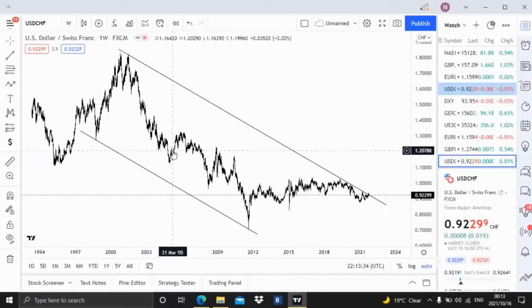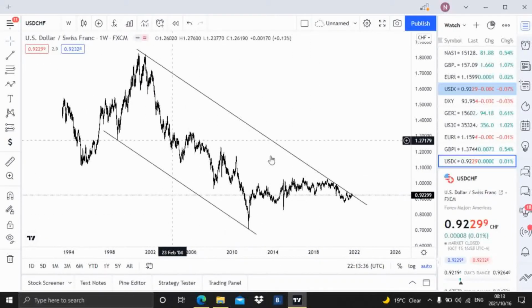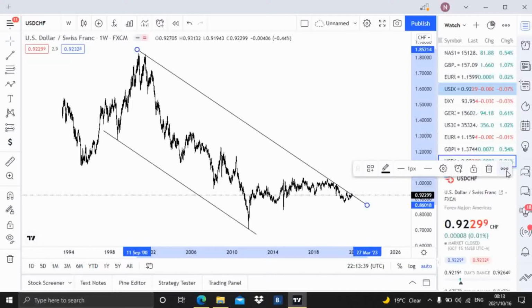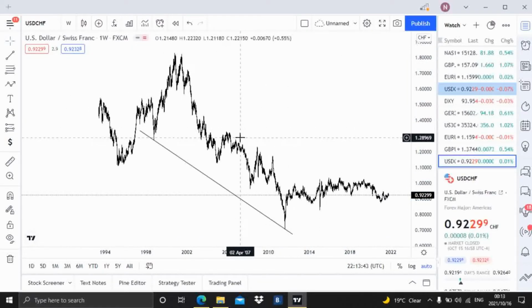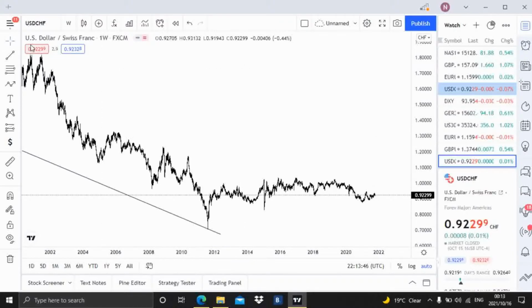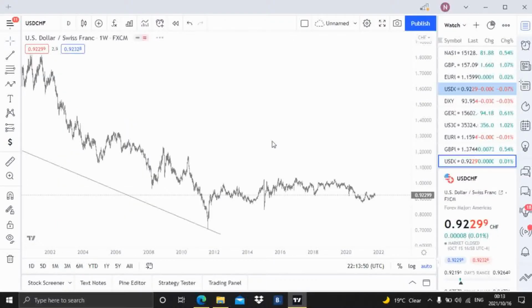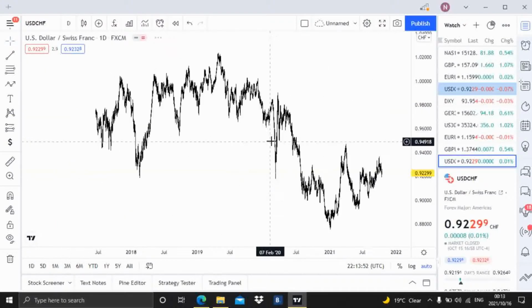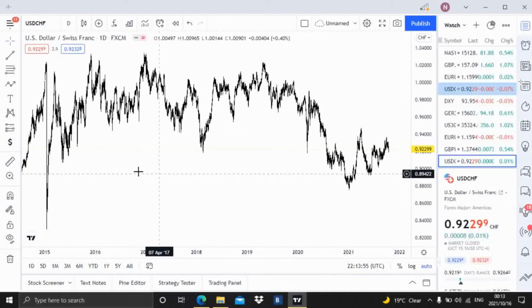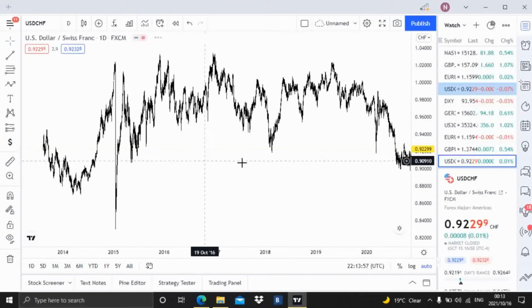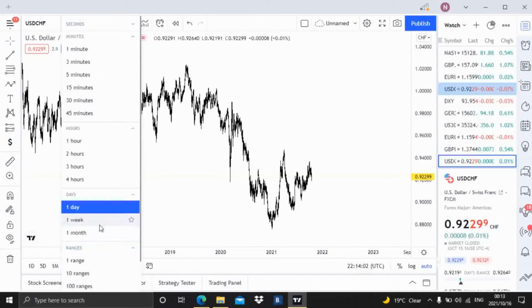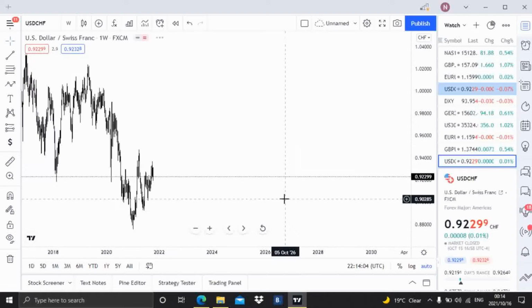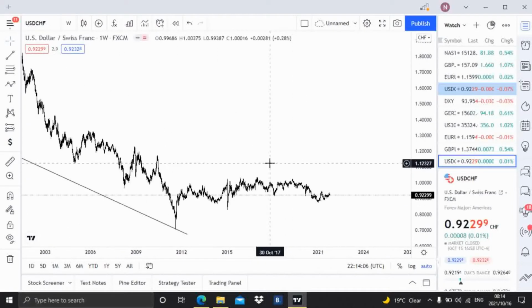So you go to your highest time frame, you identify the trend of the market. After that, you go to your lower time frame. Let's go to the daily chart. Actually, let's go to the weekly chart and let's just zoom in.